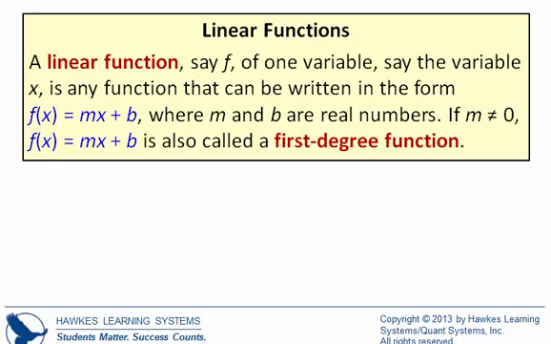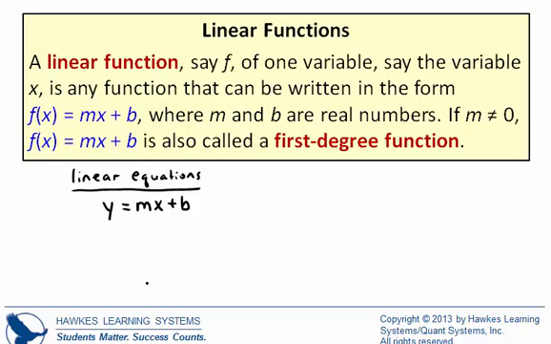If m is not equal to 0, f of x is equal to mx plus b is also called a first-degree function. As you recall, we have already spent some time discussing linear equations. Remember that when we talked about linear equations, we said that they could be written in what we called slope-intercept form, which was y is equal to mx plus b.